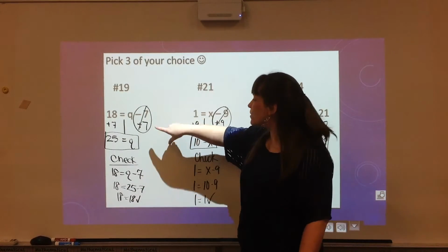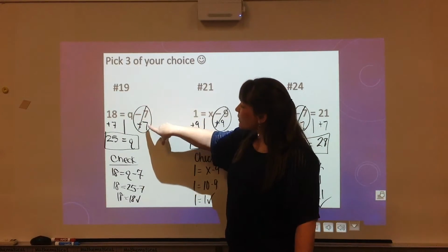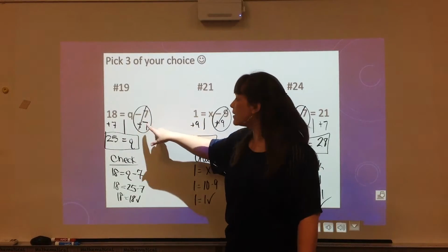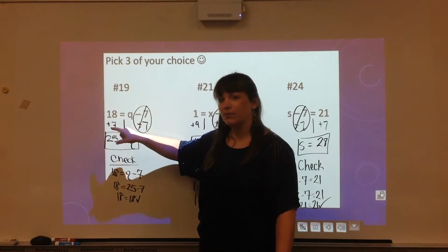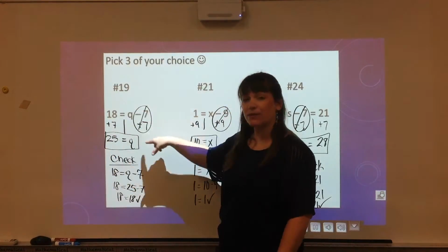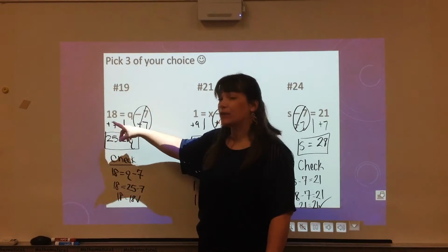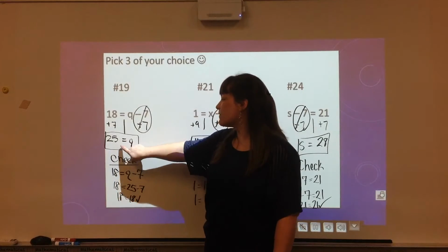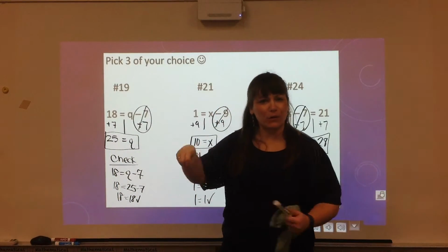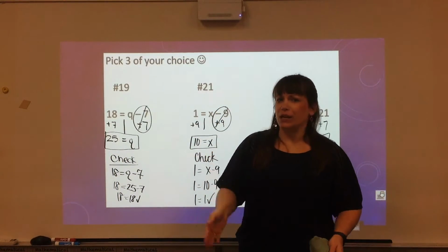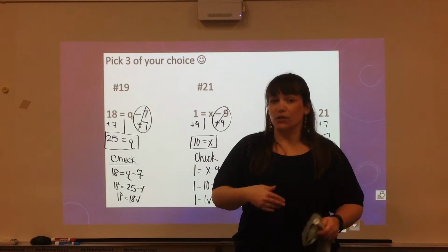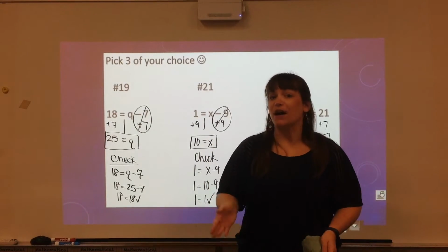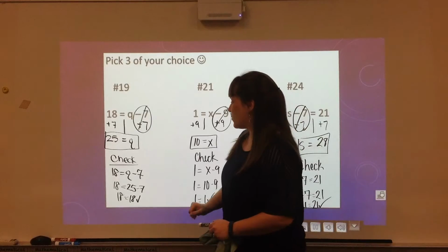It's the same steps, but we're going to add 7 to get rid of it on the left, and we have to do that same thing on the right-hand side, so we end up having 25 equals Q. It does not matter the order. I know we're used to saying the variable equals something, but you can switch it around and say that 25 equals Q. That's not a problem.